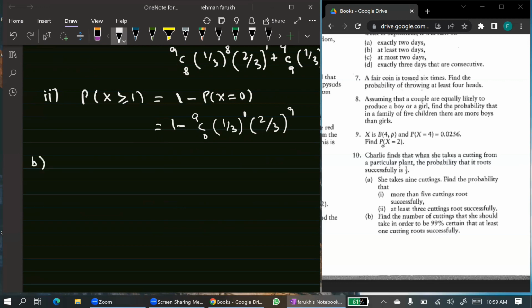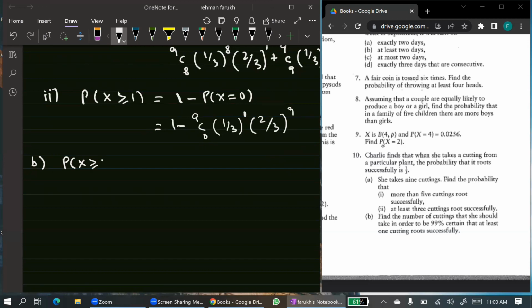of question number 10. Find the number of cuttings that she should take in order to be 99% certain that at least one cutting will root successfully. That is, we want to find out the number of cuttings planted. We want to find out the n that she should take. One cutting, at least one.